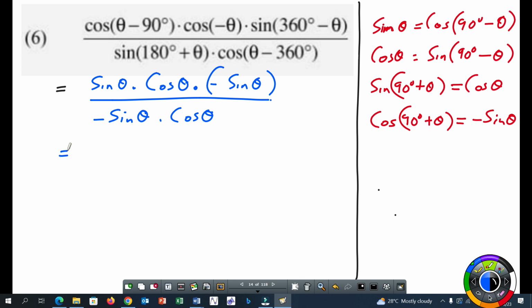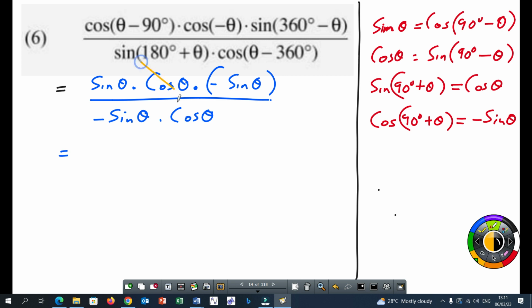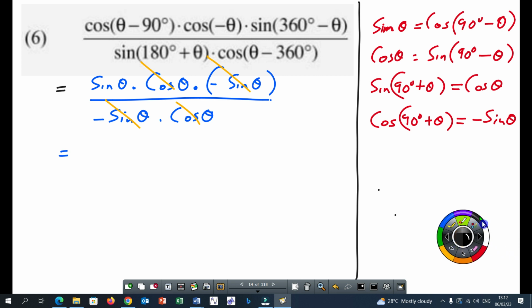Alright. Then once you get here, we have multiplication in the numerator. Okay? And I have your attention. Because we have multiplication in the numerator and multiplication in the denominator, these two cosines are going to cancel each other out. And then this minus sine theta and that minus sine theta will cancel out. You can only cancel out terms if there is multiplication in the numerator and in the denominator. So the final answer will be positive sine theta.